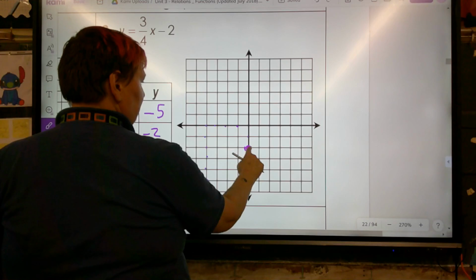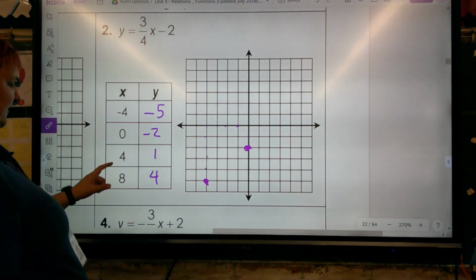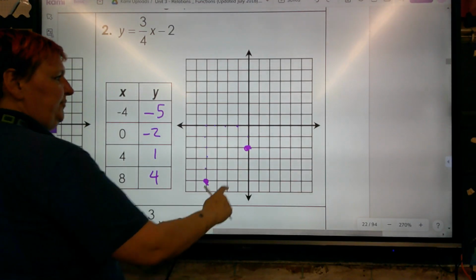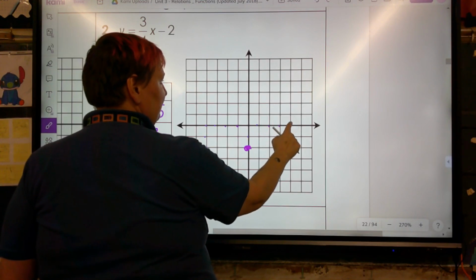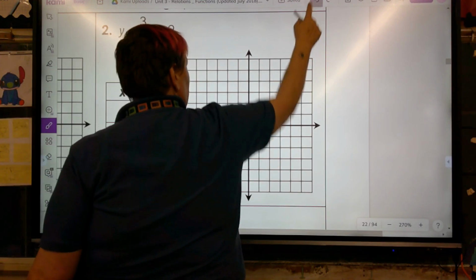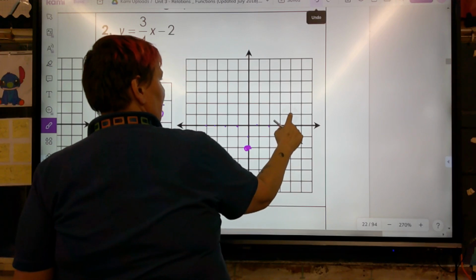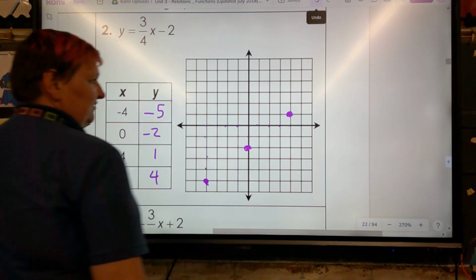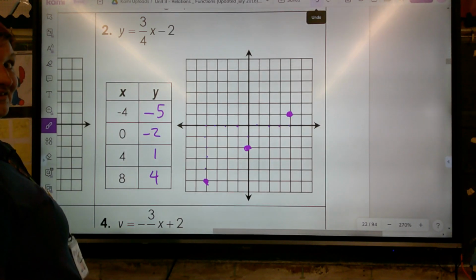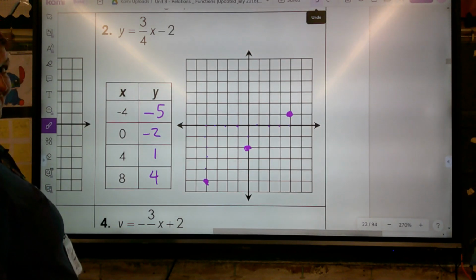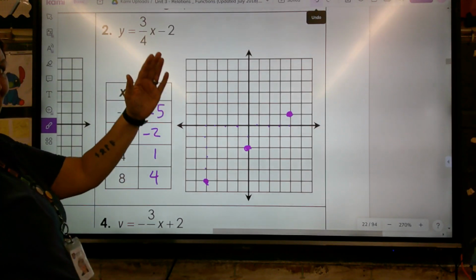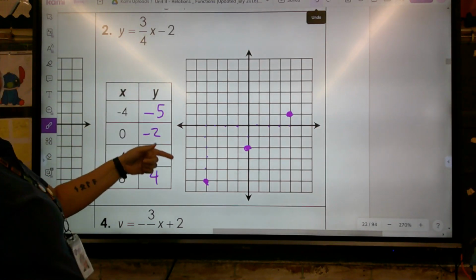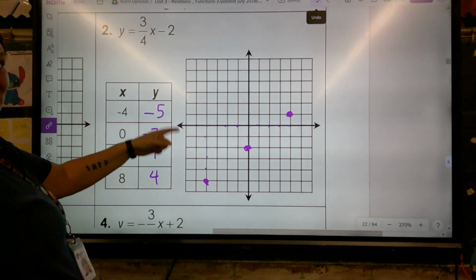1, 2. 4 right, 1 up. 1, 2, 3, 4. Oh, don't want to do it there. 4 right, 1 up. You sensing a pattern? It makes a beautiful straight line. This is telling us the pattern for that function.